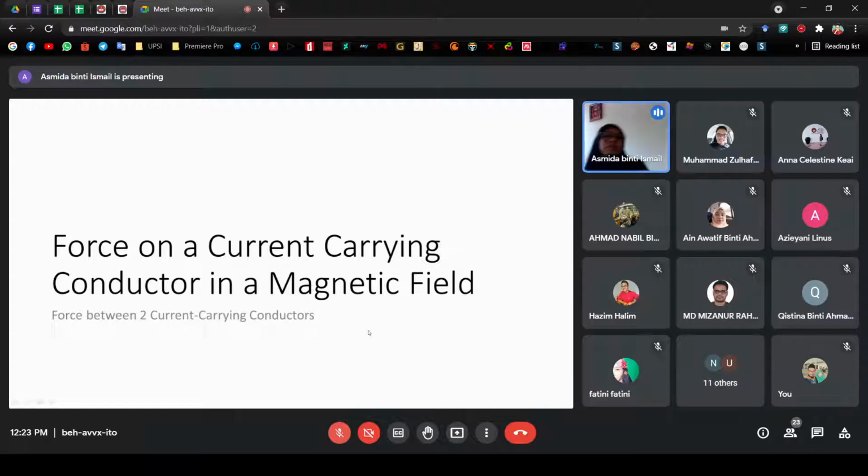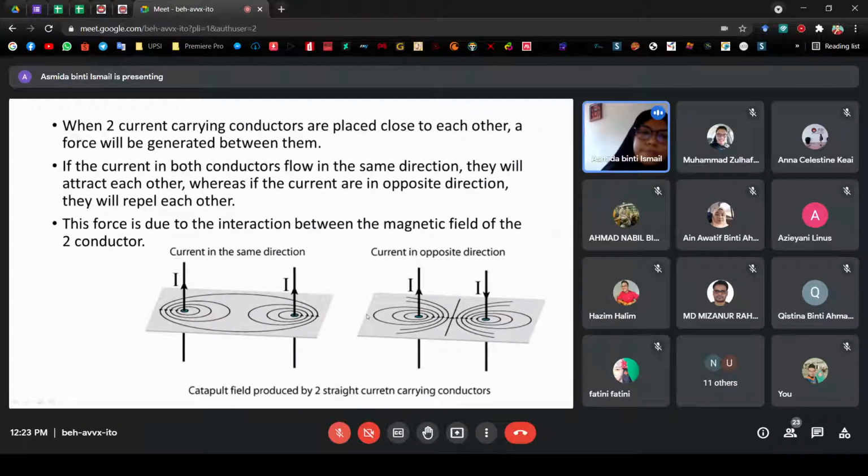The force between two current carrying conductors. When two current carrying conductors are placed close to each other, a force will be generated between them. If the currents in both conductors flow in the same direction, they will attract each other, whereas if the currents are in opposite directions, they will repel each other. This force is due to the interaction between the magnetic fields of the two conductors.